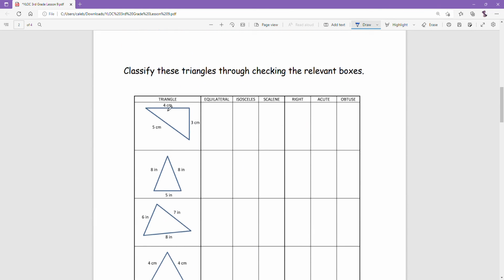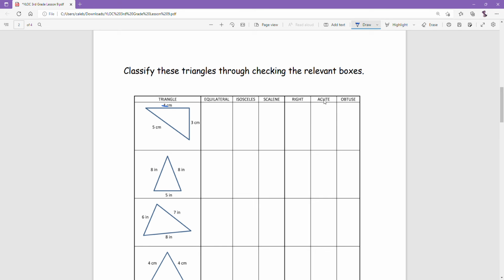So for these problems, we're going to have to classify these triangles by checking the relevant boxes. So let's look at this first triangle. We have to see if it's equilateral, isosceles, or scalene. Equilateral is when all the sides are the same. Isosceles is when 2 of the sides are the same length, and scalene is when they're all different.